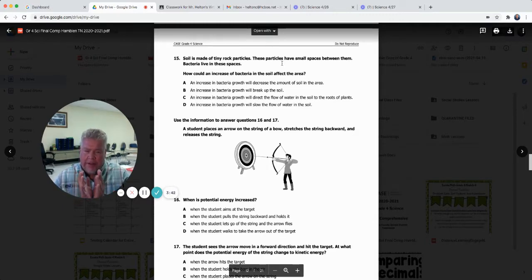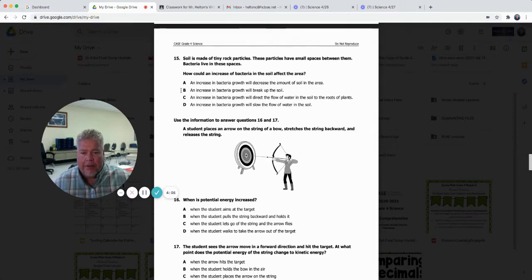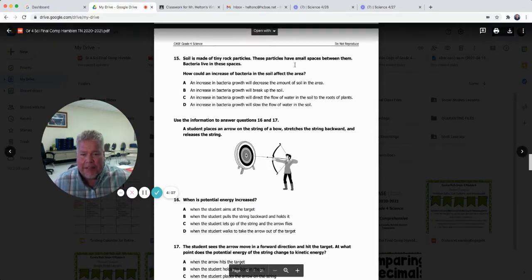Let's compare it to water getting in the crack of a rock. So that water gets into the crack. If there's more water, what happens? The rock would break apart when it freezes, right? So if there's bacteria in these little cracks in the soil and we add more bacteria, what's going to happen? It's going to break up the soil. So that would be answer B here, because it's in the spaces between the particles in the rocks. This is a tough question, guys.